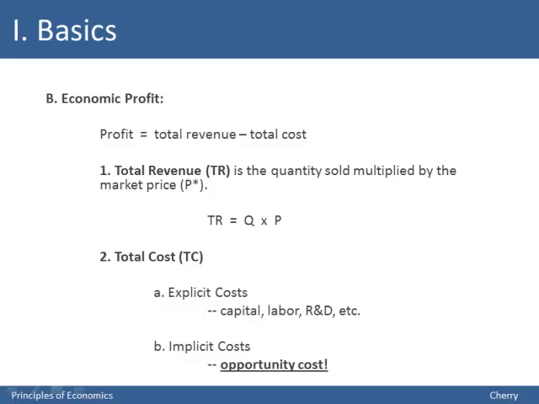The total cost is going to be the explicit cost, meaning capital, labor, R&D, and the implicit cost, which is opportunity cost, which we've talked about throughout the course. So the explicit costs, those are the things that you're likely to get a receipt for, and it's going to be on your books that you had that cost. An implicit cost, you likely do not receive a receipt, and it's not on your books.